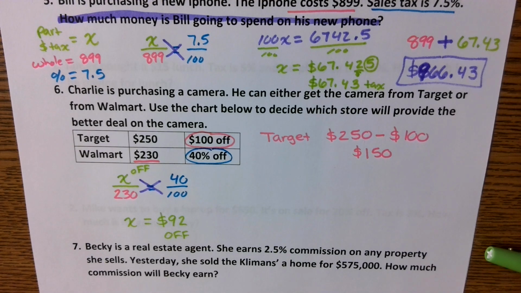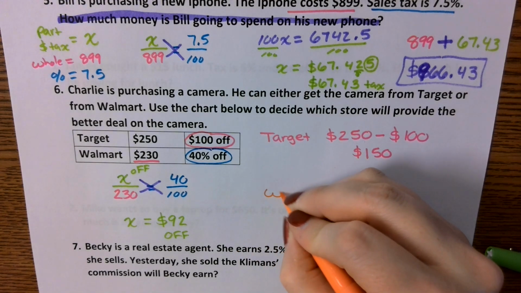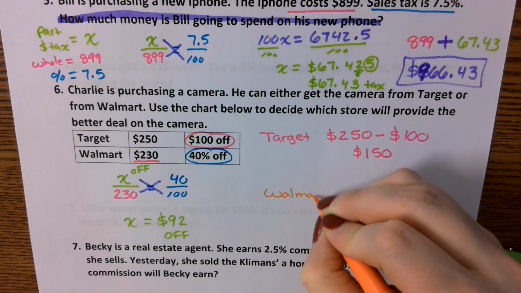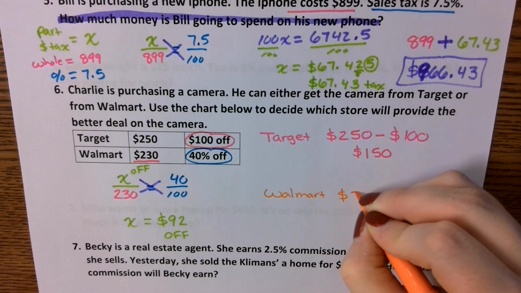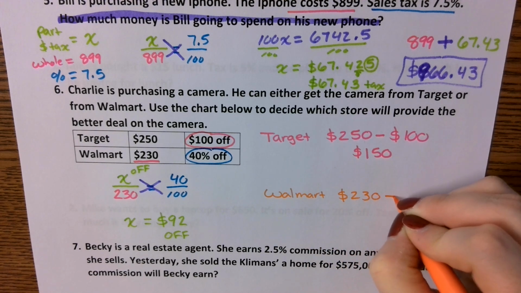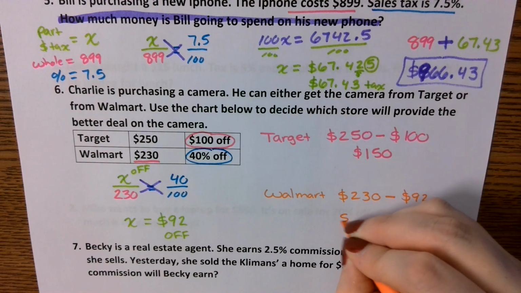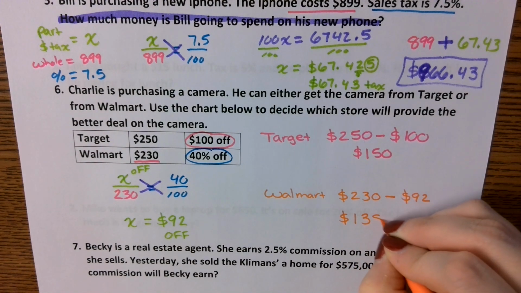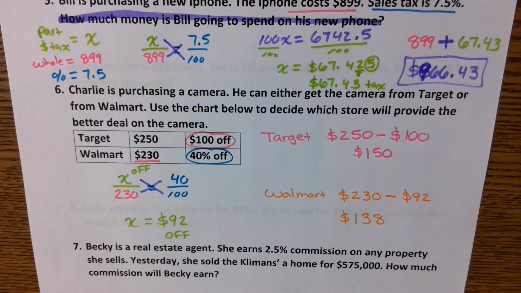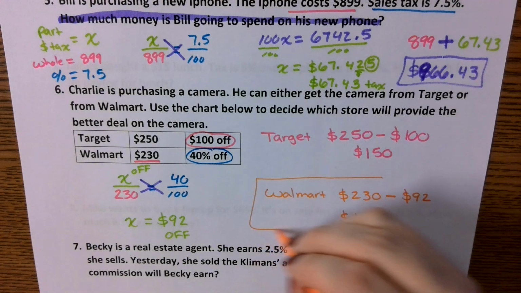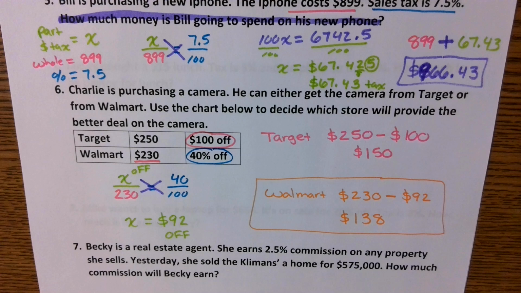So now we're going to come on over to here where we're going to say, okay, Walmart originally was charging $230, and now we're going to take $92 off. And that means Walmart's only going to charge $138. So who's the better deal? Walmart. Again, you've got to figure it out by doing the math. You've got to find out what the percentage is as money, and then do your subtraction from there.